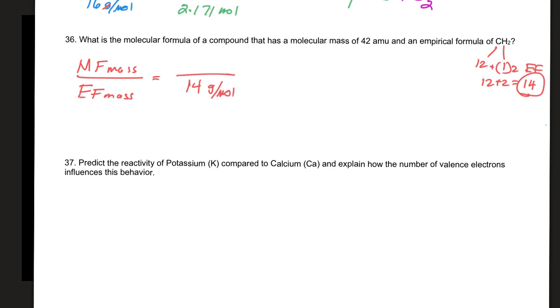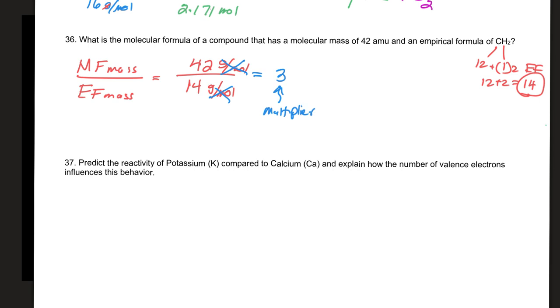And now I'm going to get the molecular formula mass, which is provided right here, which is 42. So I take 42 in the numerator, grams per mole. The units are going to cancel entirely, and our multiplier is going to be the following. Go ahead and take 42 divided by 14. That'll give you a multiplier of 3. So here is the multiplier.